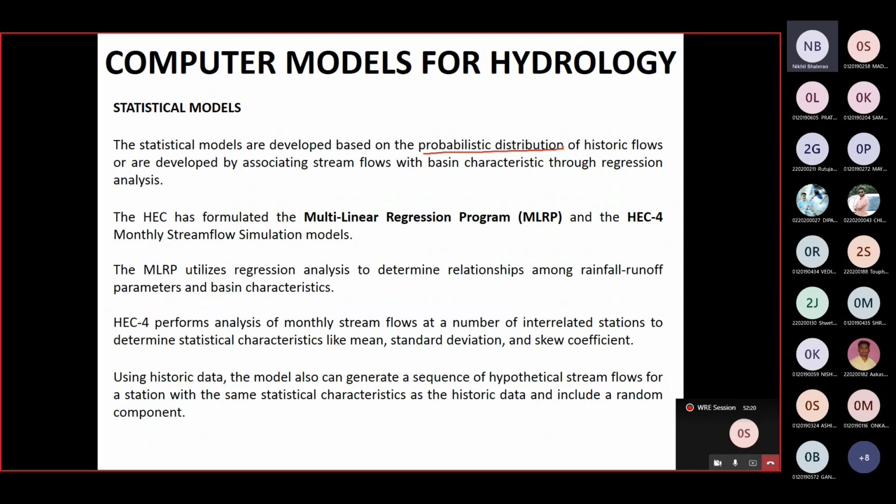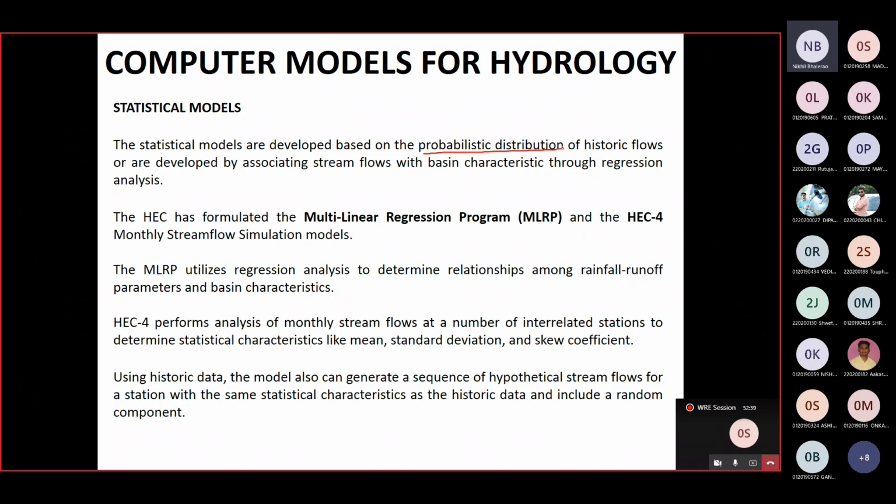Now there is a relation that we can generate based on the data which is available, and according to that we can develop the future prediction data sets. That is nothing but the probabilistic distribution that can also be carried out, and that will be a part of your hydrological study or the hydrological model.